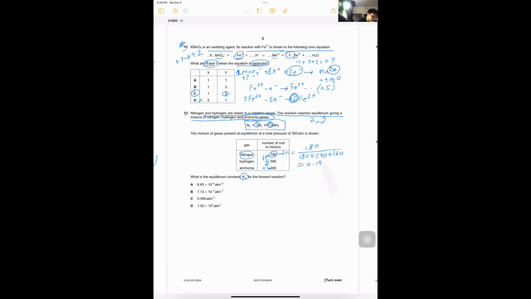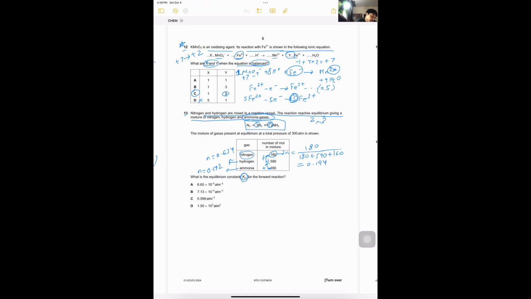I'm just going to do it in the calculator now, because I've shown the calculation once. I hope you can understand how I did it. This one is 0.634. For this one, n is 160 by 590 plus 180 plus 160, 0.172. So those are the mole fractions. Now we need to find the Kp.